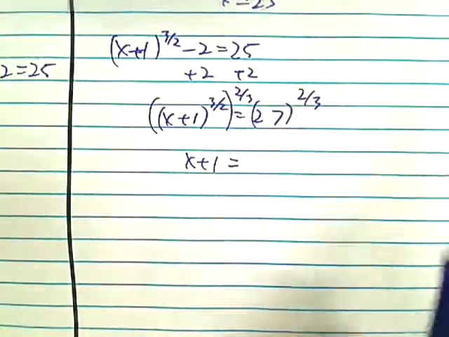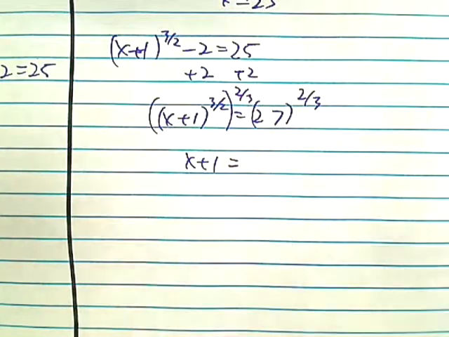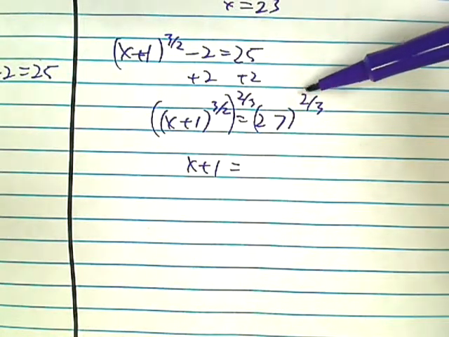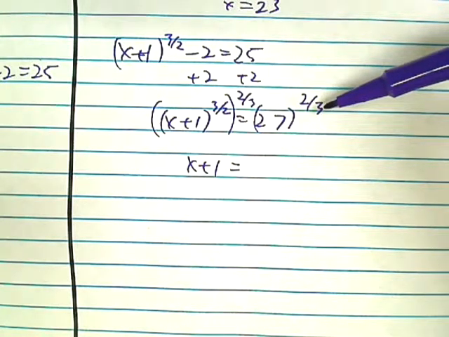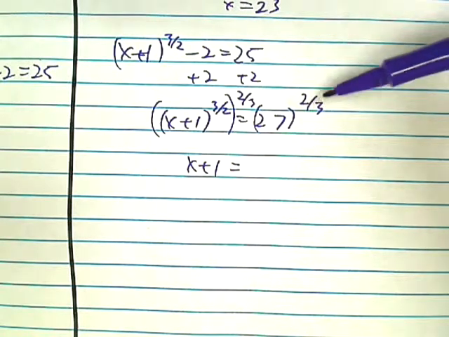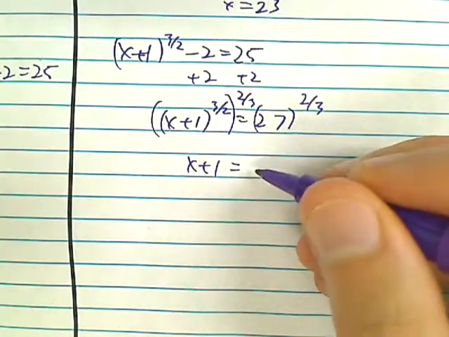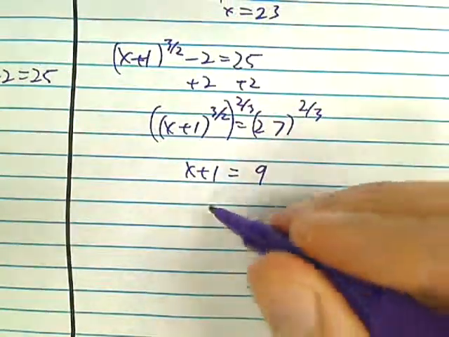Now, something like this, we could rewrite it in radical form, but that's burning calories we don't need to. The denominator of the exponent is your index, and the numerator is your exponent. So for 27, do the index first. That'll always be easier. The third root of 27 is 3, and then 3 to the second power is 9. Okay, and then subtract 1.